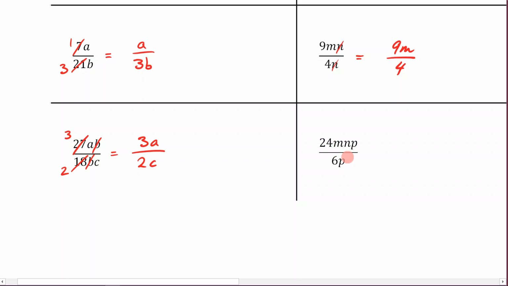Let's now come over here. I have 24mnp divided by 6p. Well, I see a p there and I see a p there. They both can go away. 24 and 6 can both be divided by 6. 6 divided by 6 is 1. 24 divided by 6 is 4, which means I'm going to be left with 4mn over 1. And remember, whenever you're dividing by 1, your answer is just going to be whatever is your numerator. So 4mn in this case.